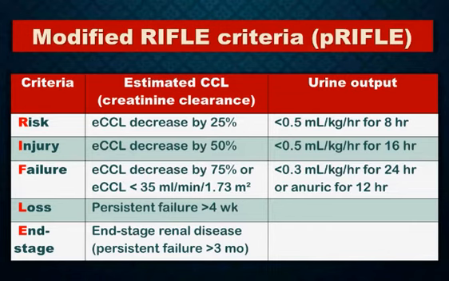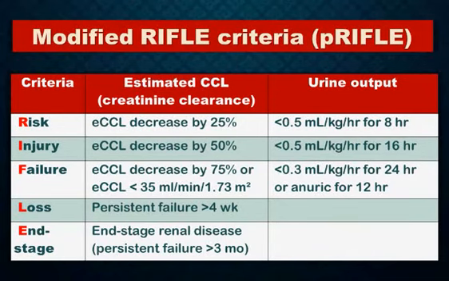While for the injury, the estimated creatinine clearance decreased by 50%, and the urine output decreased by the same amount, but for 16 hours, reaching the level of failure, real failure. This is when the estimated CCL decreased by 75%, or, according to the surface area, it is less than 35 ml per minute per 1.73 square meter. Or the urine output is less than 0.3 ml per kg per hour for 24 hours, or anuric. And we will know what the definition of anuria is.